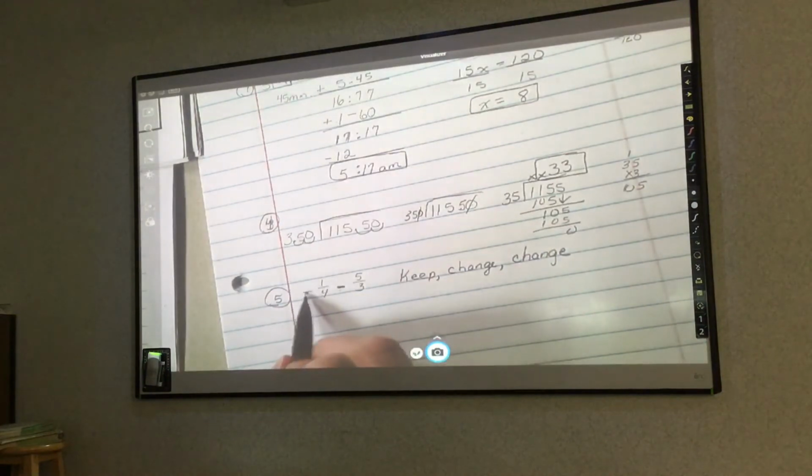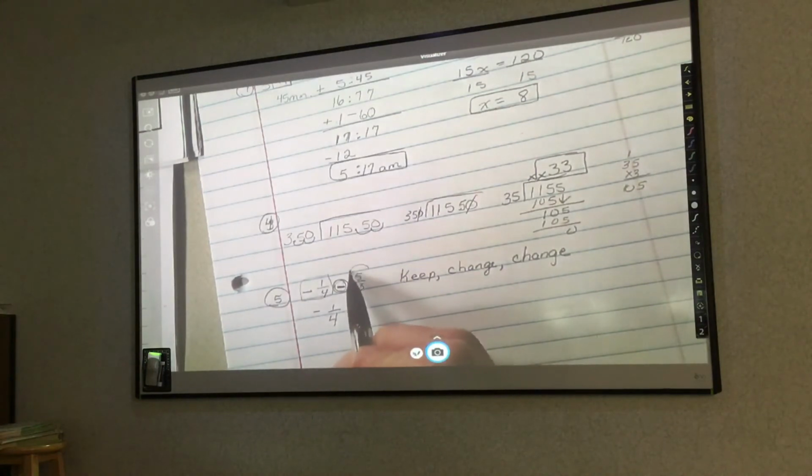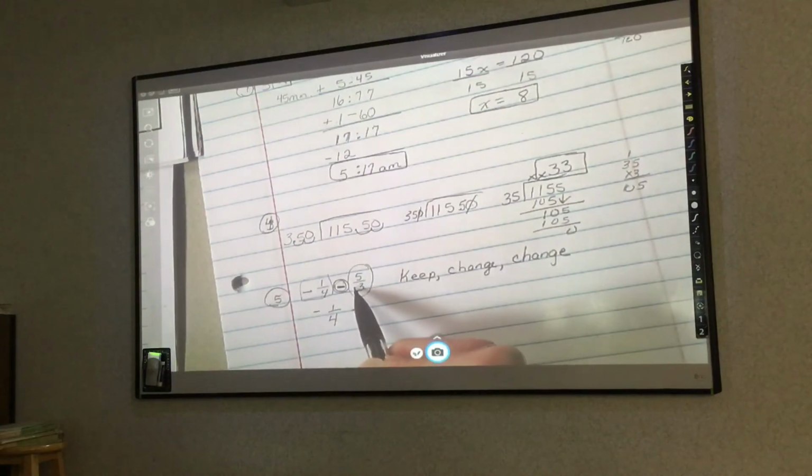When you're subtracting integers, you're going to keep the sign of the first number. So I'm going to keep it, a negative 1/4. You're going to change what you're doing. So instead of subtracting, I'm really going to be adding. And then I'm going to change the sign of the other number. This number is considered positive. So if I change a positive, it now becomes a negative 5/3.